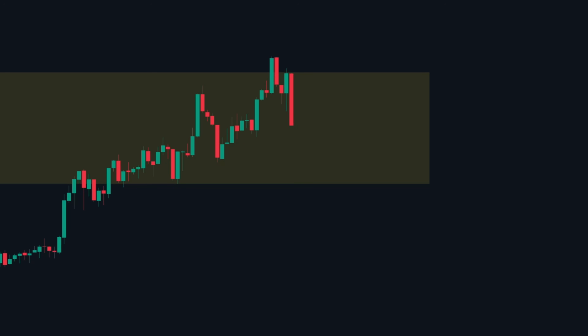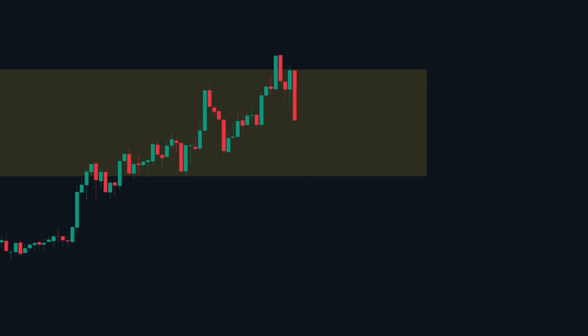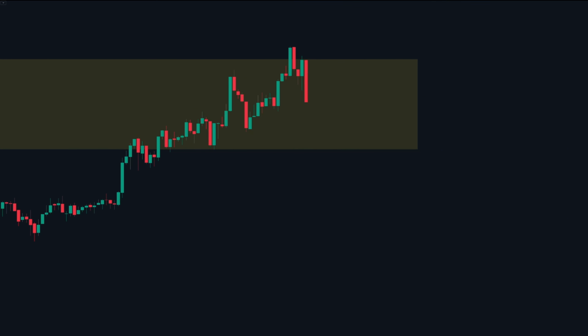Now this is the moment we have been waiting for. See this large red candle forming right here. This is the market confirming that sellers are in full control at this zone. We enter short at the close of this candle.